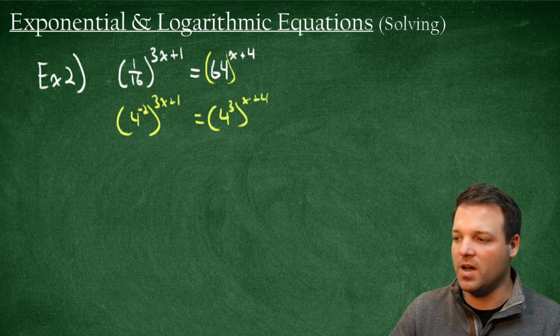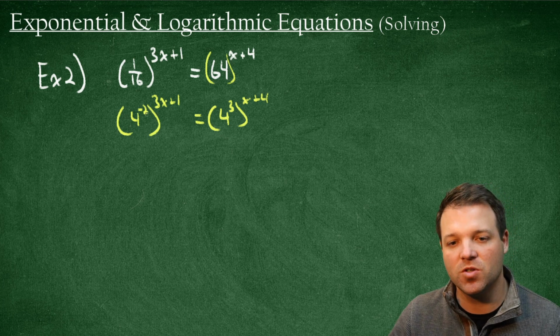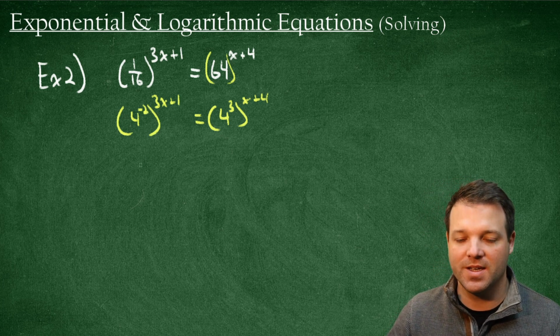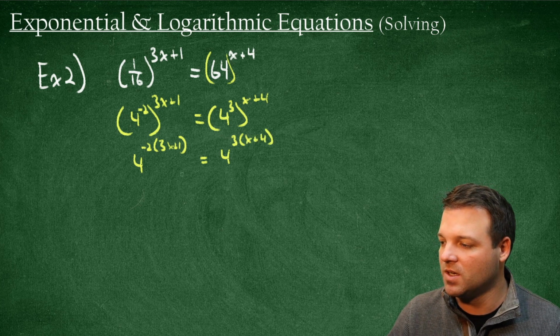And so now I'm going to multiply those exponents, because 4 to the negative 2 to the 3x plus 1 is the same thing as 4 to the negative 2 times 3x plus 1. And this is the same thing as 4 to the 3 times x plus 4 by multiplying out these exponents.